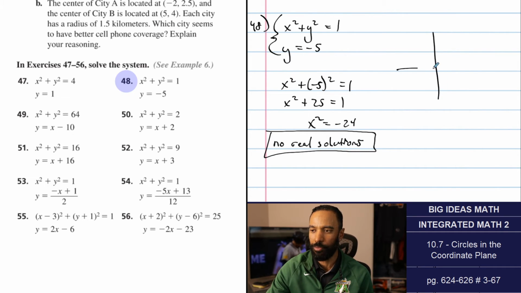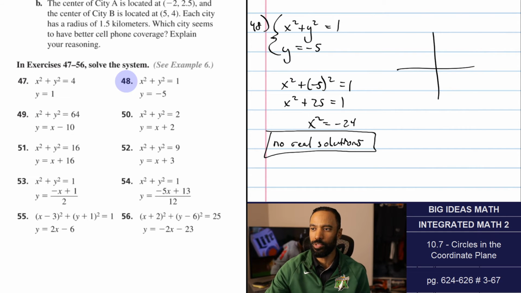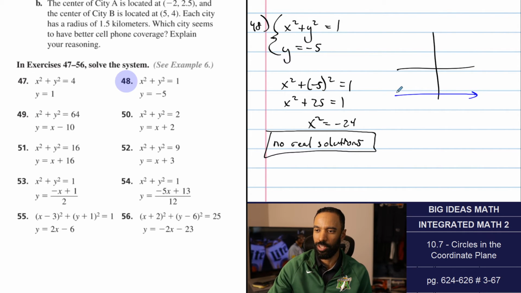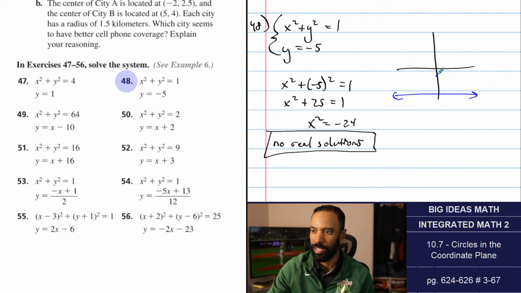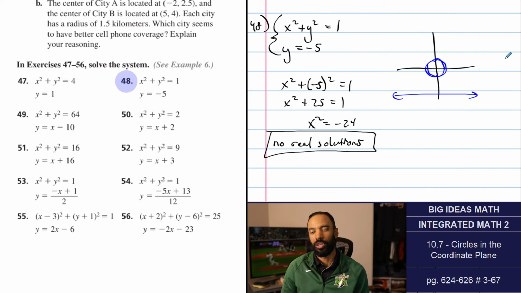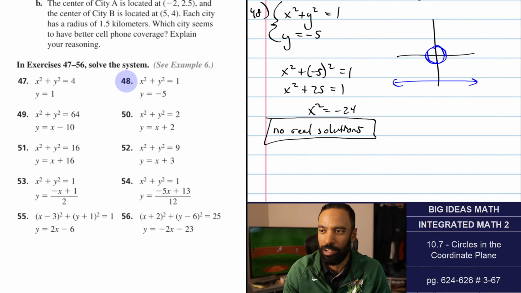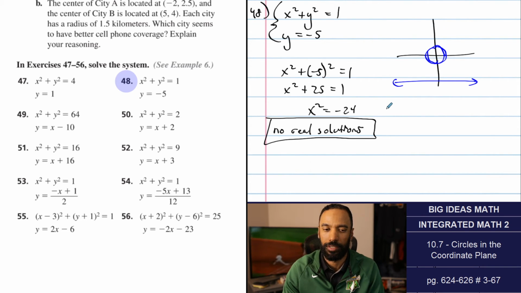See, this graph would look like this. Y equals -5 is this line right here at -5. X squared plus y squared equals 1, and I didn't even recognize this. It's a circle with a radius of 1. They just don't intersect. There are no values that they intersect at. So I guess -5 is not the point of intersection there. All right, number 49.